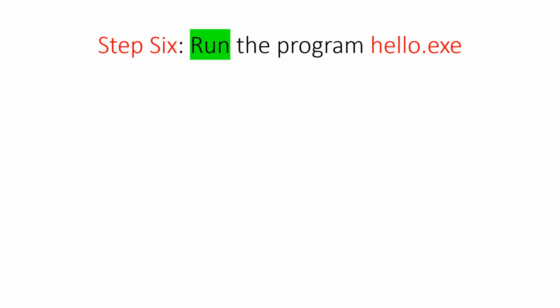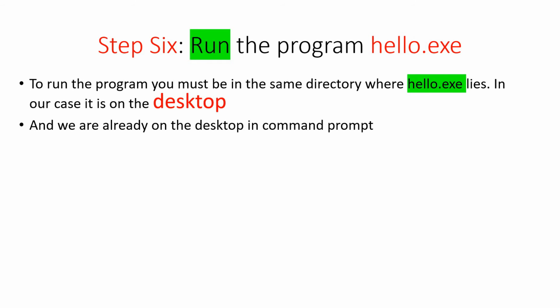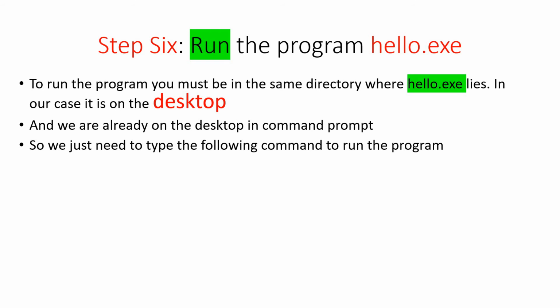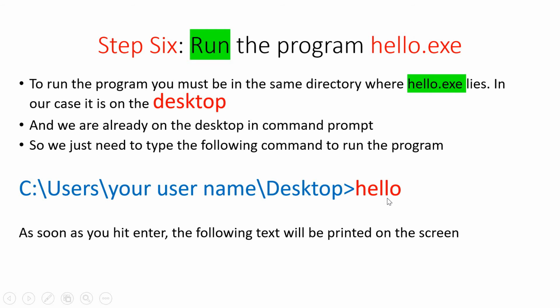Okay, the last step is running the program called hello.exe, which you have created from the Roshan.c file. This is the name of your program, hello.exe. To run this program, you just need to type the name of this file without the .exe extension. So this is your command prompt, and here is the name of this file, hello. So just type hello and hit enter. As soon as you hit enter, you will see hello world printed on your screen.